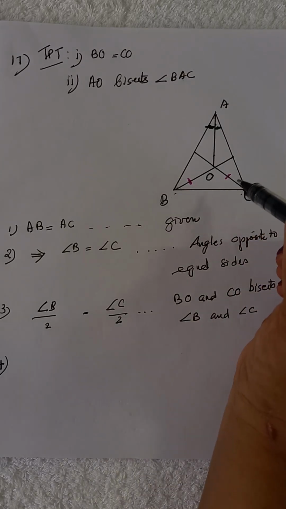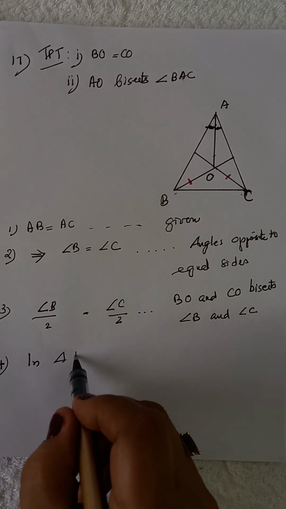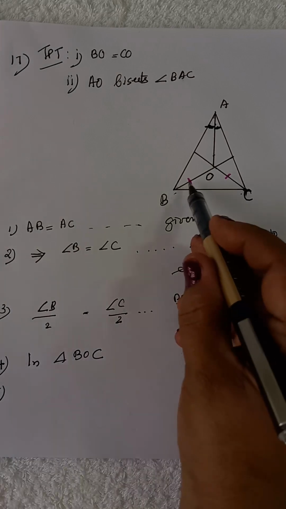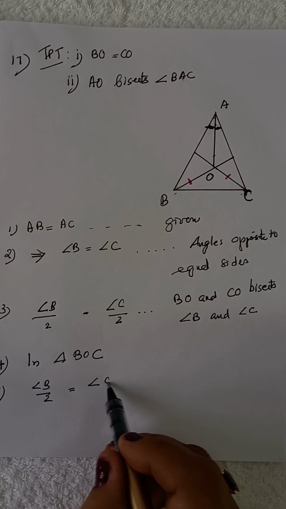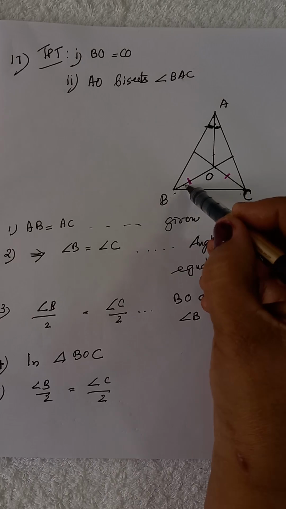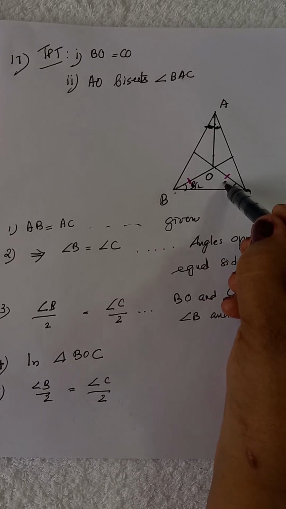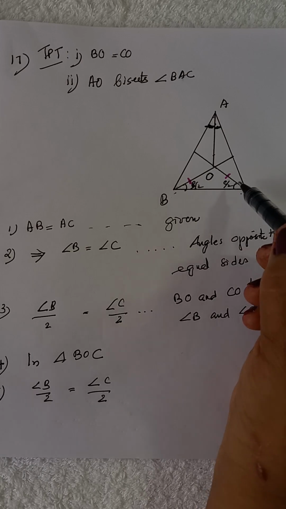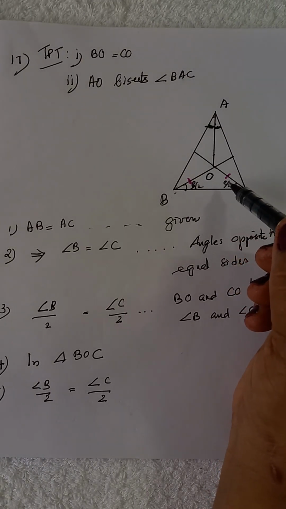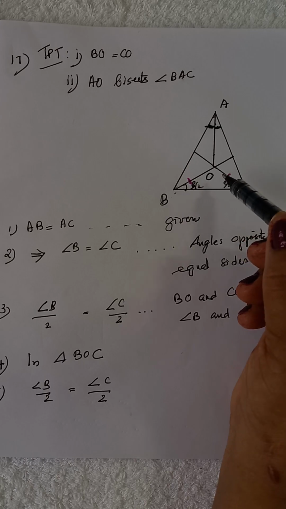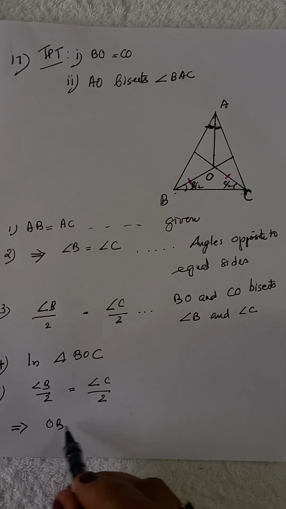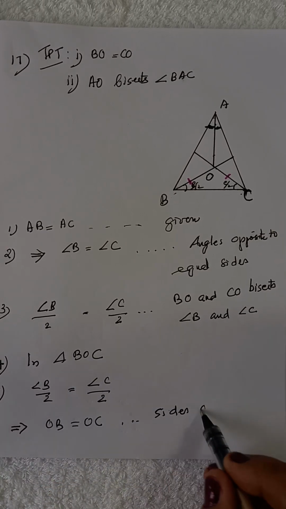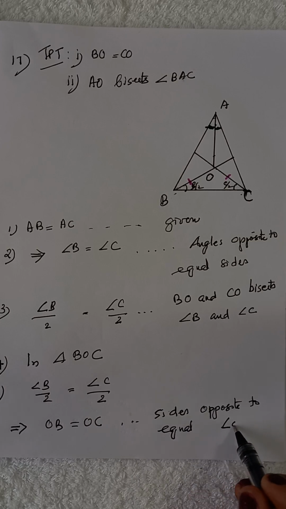Fourth point, now we will take triangle BOC. We can write in triangle BOC. Fifth point, this is B by 2. So angle B by 2 is equal to angle C by 2. So these two angles, this is B by 2 and this is angle C by 2. So these two angles equal means sides opposite to those two angles are also equal. This implies OB is equal to OC. Reason is sides opposite to equal angles in a triangle.